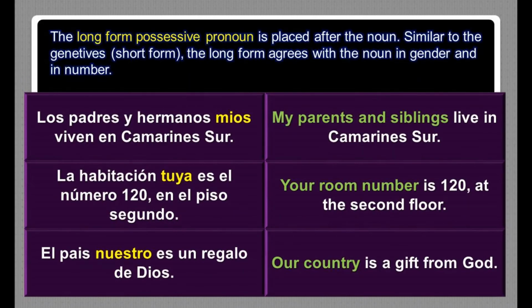The long form possessive pronoun is placed after the noun. Similar to the genitives or short form, the long form agrees with the noun in gender and in number. So to pertain to my parents and siblings, that is plural, use the possessive pronoun míos. That is, my parents and siblings, los padres y hermanos míos. My parents and siblings live in Camarines Sur. Los padres y hermanos míos viven en Camarines Sur.